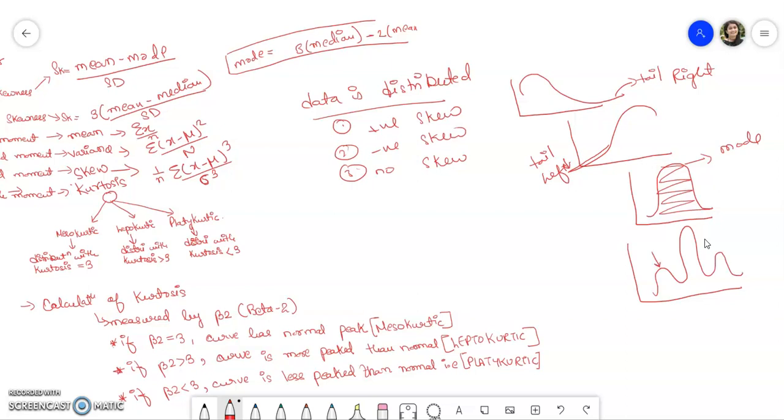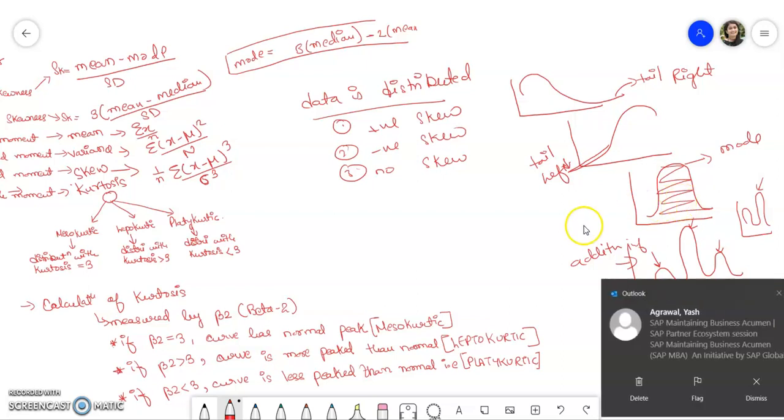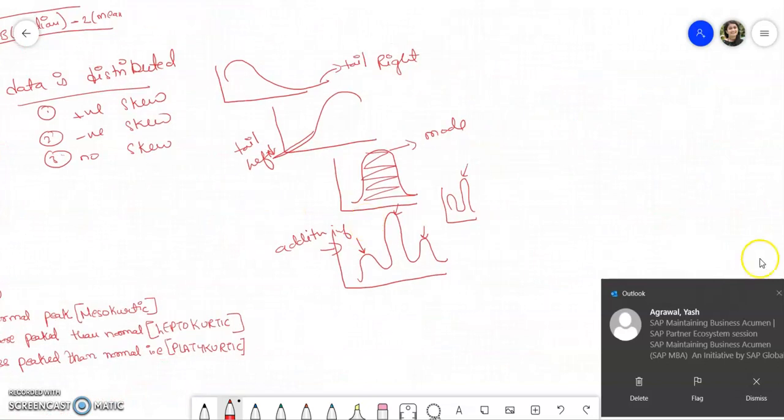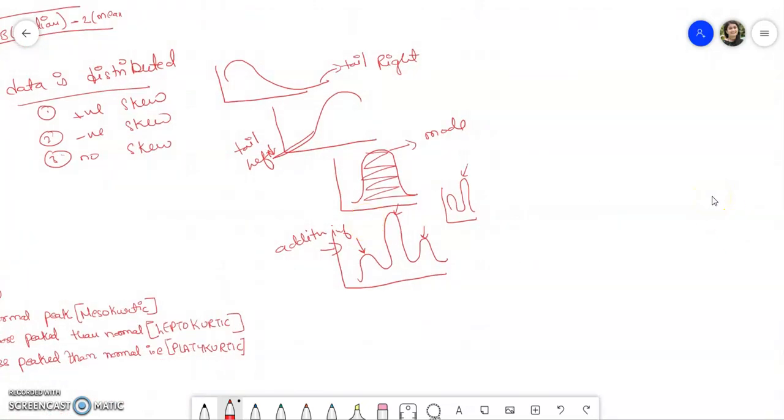So it is called, there are three modes. If we have two modes, it is called bimodal. In this way, we can define how the data is distributed. Just an additional piece of information. In case of positive skewed, what is my mean, median, and mode?